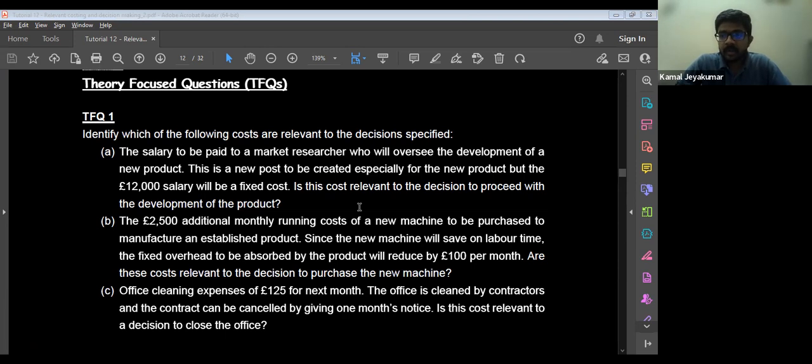Committed costs are not relevant, right? Even if you make the decision to close the office, next month's fee will be paid. If you don't make the decision, sorry, not to close the office, to cancel the contract, whether you make that decision or not, you will have to pay for the month of April. Which means either way, this £125 is going to be paid. Your decision is not going to change that. Therefore, that expense is not relevant to your decision.